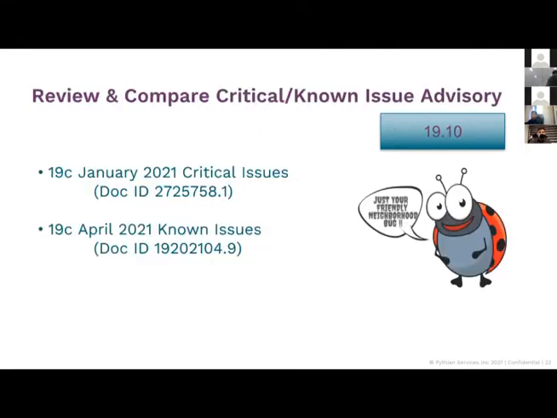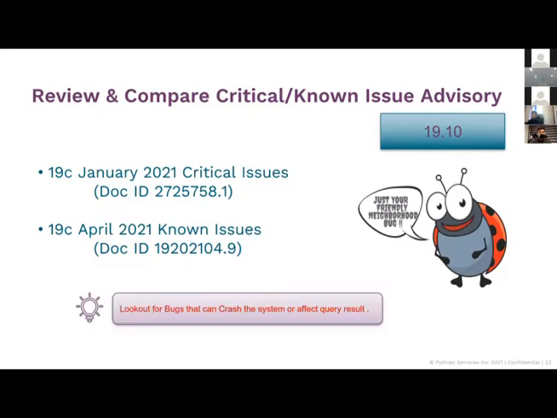So look at these docs. These are example documents that are there for our particular version, 19C, in case. You'll find it in Metalink. And there are advisories associated with each version. For example, if it's 19.10, these are the documents, right?